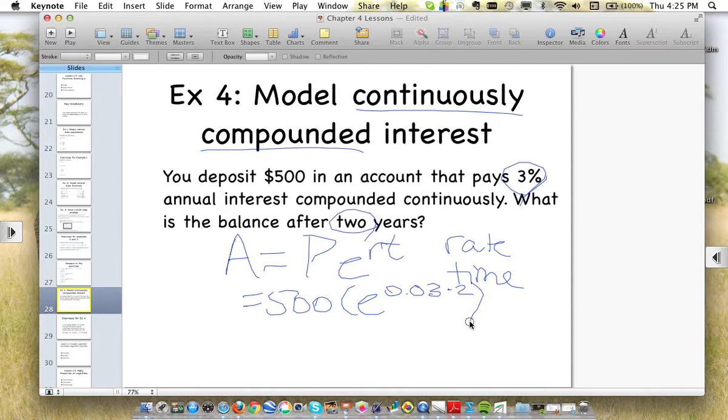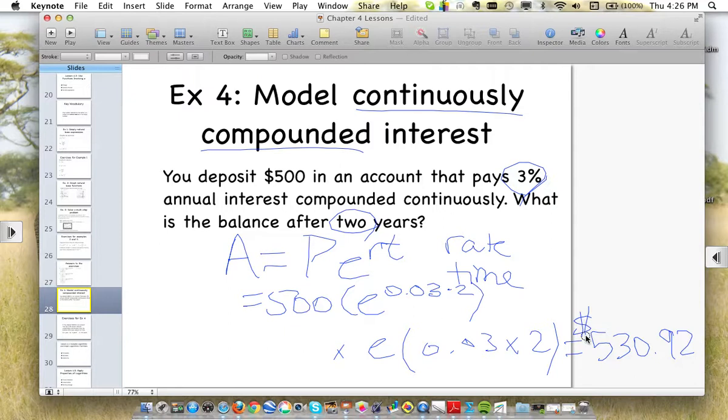All right, plug that into your calculator. I always just use order of operations, so 500 times e, and then you have to hit shift e to the x, and then plug it all in. Close parentheses, it goes pretty easily with the calculator. And your final answer is approximately $530.92 in US money, rounded to 2 decimal places.